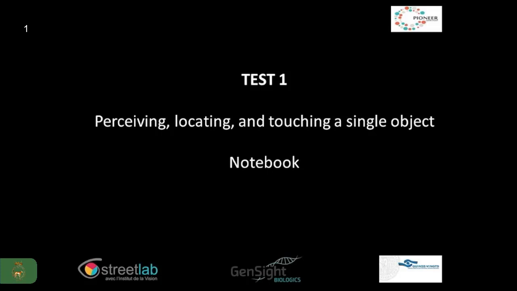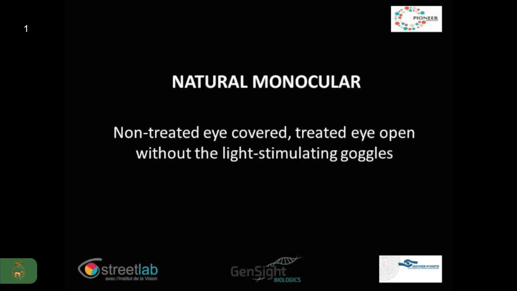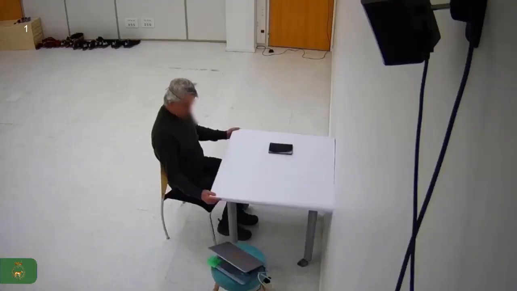This patient has a so-called bare light sensitivity. That means that patient can recognize where the window is, where the light is coming from, but is unable to see objects. And the task you will see is to perceive, to locate, and to touch the objects. So here the first test is what's called natural monocular, so the goggle is not on, and this is the background condition, where the task is actually to find that notebook. I don't know if we have sound. We will see in a second.